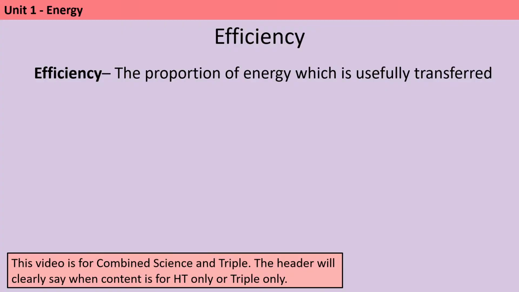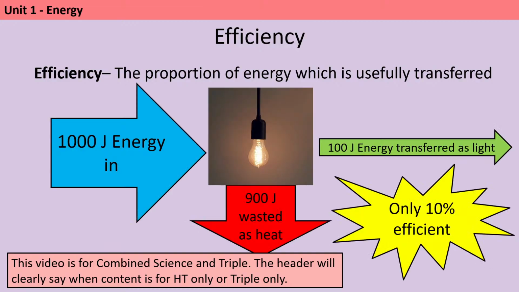Efficiency is the proportion of energy that's usefully transferred, and it can be expressed either as a decimal or a percentage. The law of conservation of energy means that my useful and wasted energy transfers must add up to be the same as my initial starting amount of energy. Here, my light bulb might transfer 1000 joules of energy, but 100 joules of that energy is transferred as light radiation, and the other 900 joules is transferred wastefully by a heating pathway. So my light bulb would only be 10% efficient. Or we could also say it has an efficiency of 0.1.